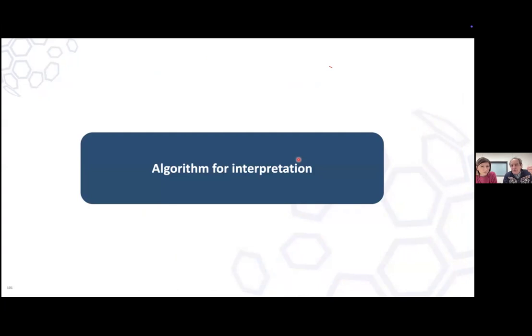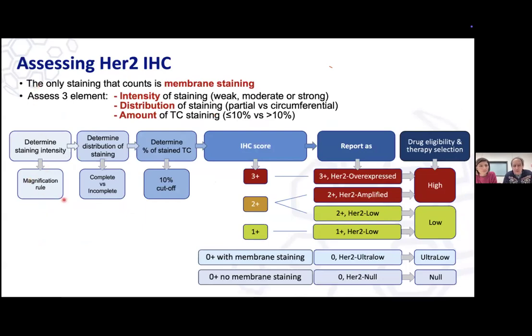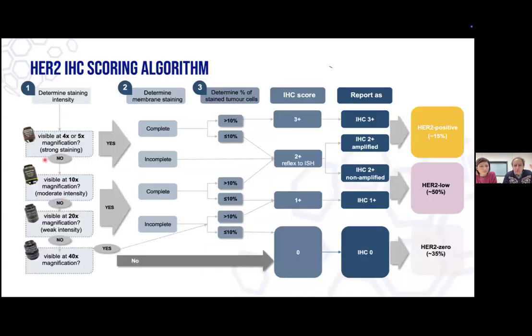So how do we work the algorithm for interpretation? It looks like this. It's staining intensity, magnification rule, complete or incomplete, and amount of staining. The magnification rule is a progressive thing. You look at the section at low power and you ask yourself, do I see any lines? Yes, excellent, very good. Are the lines complete? Yes, fantastic. Is that more than 10%? Yes. Wow, this is a 3+.